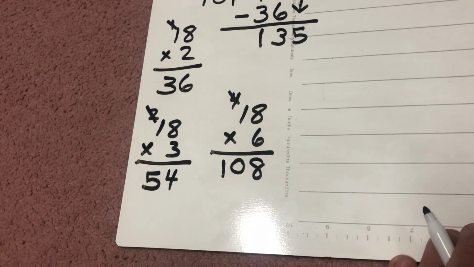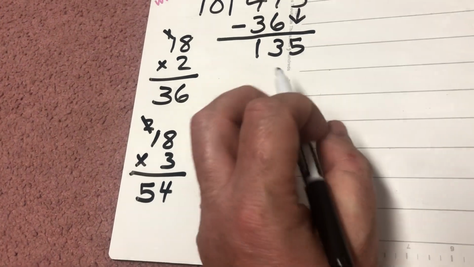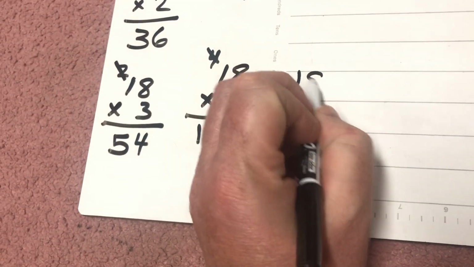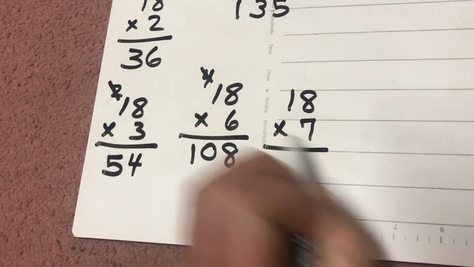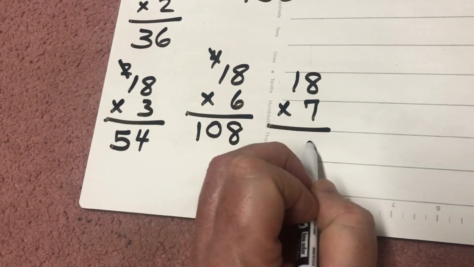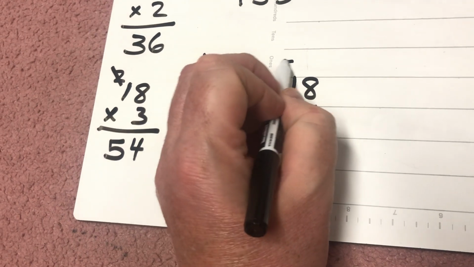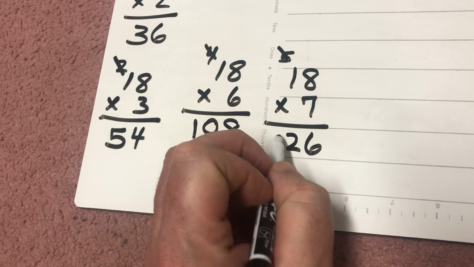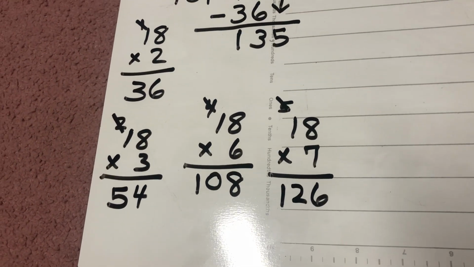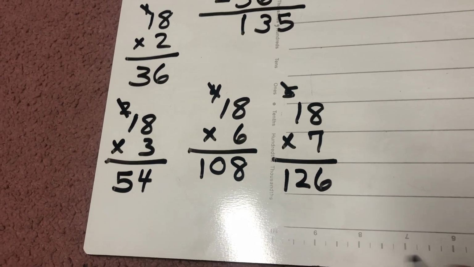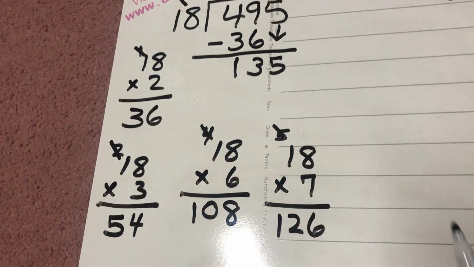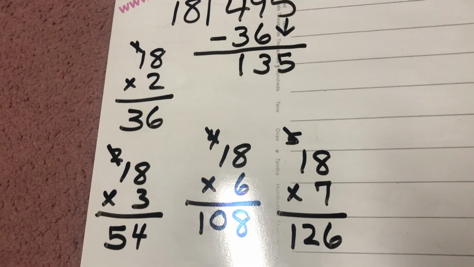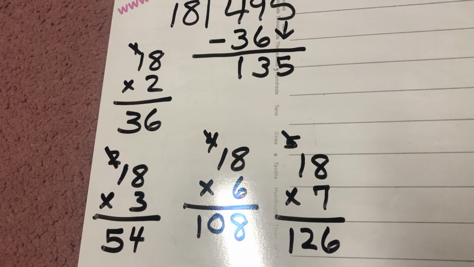I'm thinking maybe that's going to be a little small. 108 is a little distance from 135, especially when we're only talking about 18. So I'm just going to try 18 times 7. See where that brings me. 7 times 8 is 56. Put the 6 down, carry the 5. 7 times 1 is 7, plus 5 is 12. I get 126. Well, I'm feeling pretty good about that. That gets me pretty close to 135. It's less than 10 away, so I know that 18 times 8 is going to be too big.